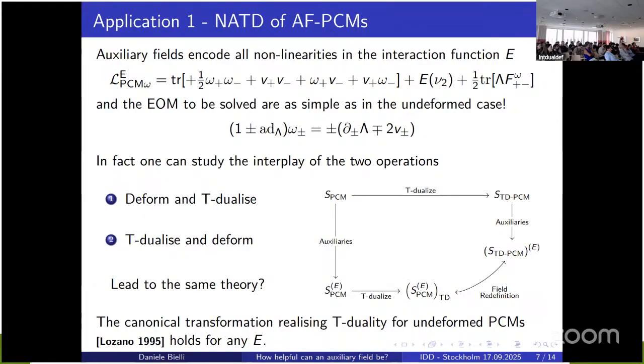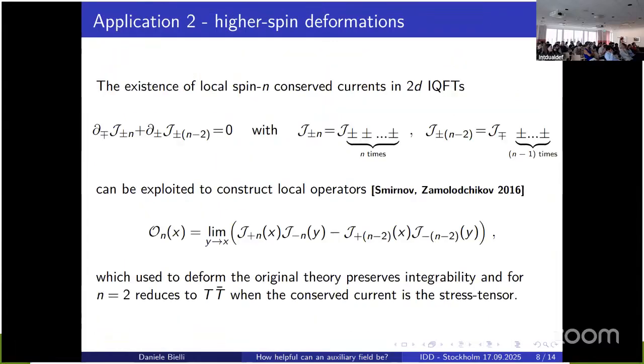So now there is the second one, which is the application to the higher spin deformations. Just to briefly recall some results from the literature which motivate this. In this paper, Smirnov and Zamolodchikov, it has been shown that for 2D integrable quantum field theories, the existence of higher spin conserved currents allows you to construct a certain local operator, which is well-defined, well-behaved, up to total derivatives.